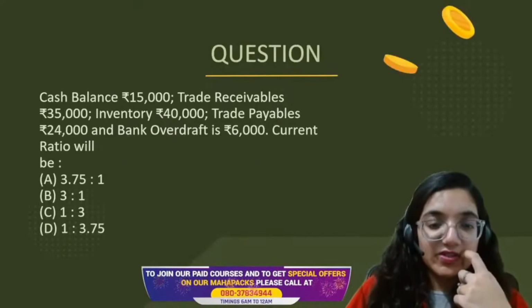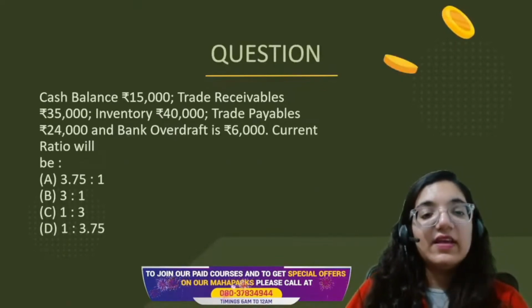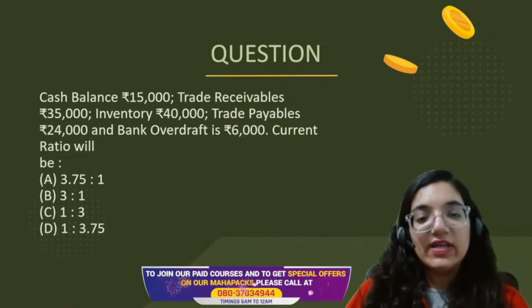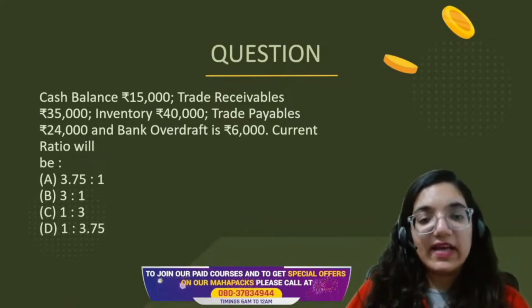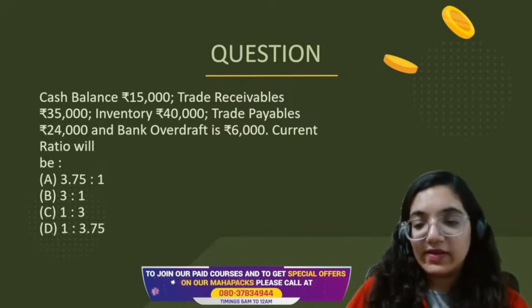Here comes the first question, a numerical based question. Cash balance is given, trade balance is given, then we are given inventory, then trade payables and bank OD along with current ratio. You have to find the current ratio there.